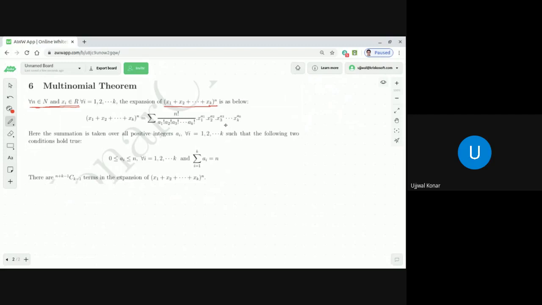What is k? The summation is taken over k. Let me say clearly, here the summation is taken over all positive integers ai, where i is varying from 1 to k.